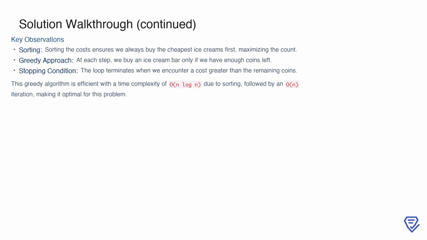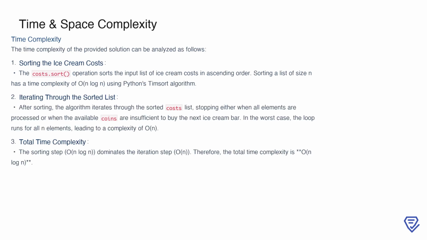In analyzing the time complexity of the solution, we begin with the sorting of the ice cream costs. The costs.sort operation organizes the list in ascending order, and this sorting process is carried out using Python's timsort algorithm. Since timsort has a time complexity of O(n log n), for a list of size n, this step is the most computationally expensive part of the algorithm.